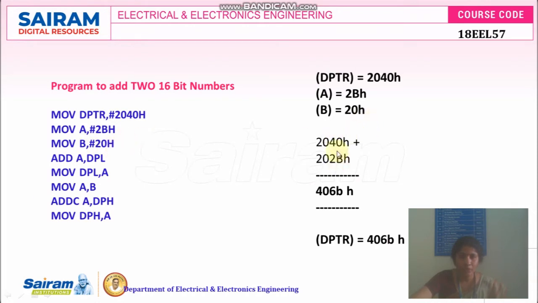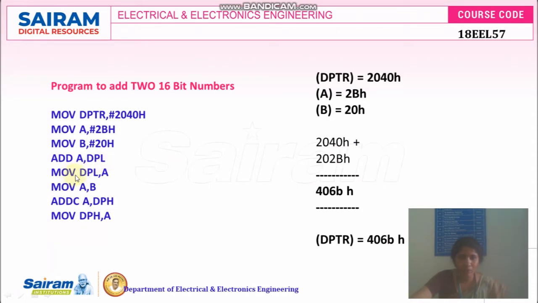Now 40 needs to be added with 2B. This complete data is available in your data pointer. 40 is stored in your data pointer low and 20 is stored in your data pointer high. So if I want to add 40 with 2B, 2B is available in your accumulator and 40 is available in your data pointer low. So ADD A, DPL.